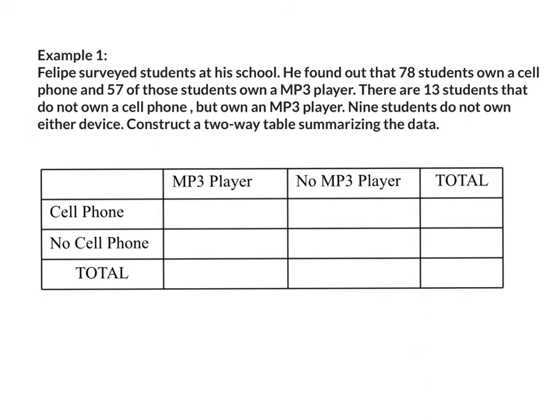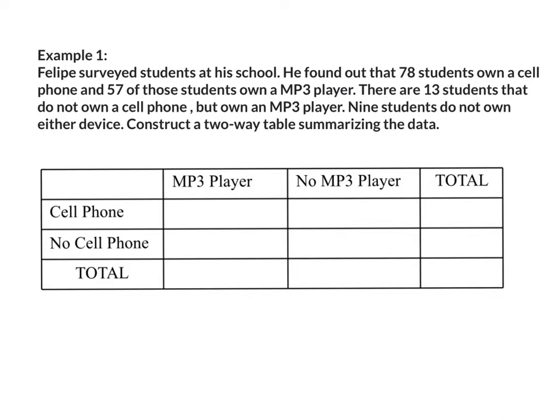Example number 1. Felipe surveyed students at his school. He found out that 78 students own a cell phone, and 57 of those students own an MP3 player. There are 13 students that do not own a cell phone, but own an MP3 player. 9 students do not own either device. Construct a two-way table summarizing the data.